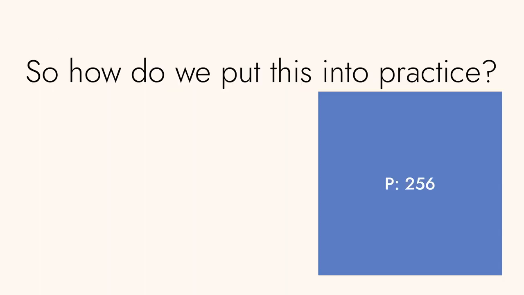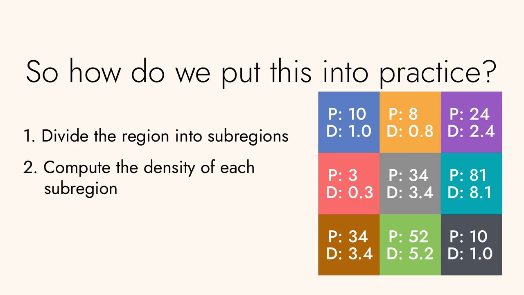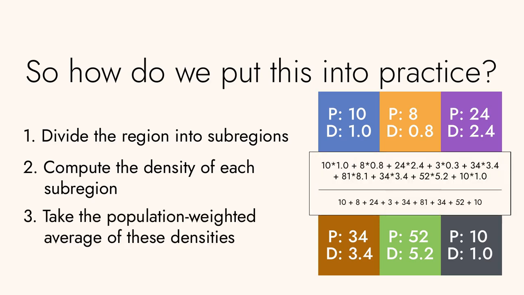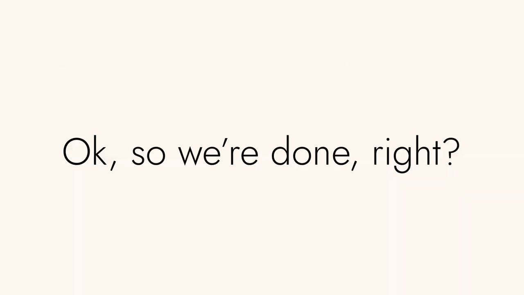How do we put this into practice? Well, first we take our big region, which here is this big square, and we divide it into subregions. Here we're going to divide it into 9 subregions, each of which has its own population. We then compute the density of each subregion, right? So now we've got a density value for each subregion. Then we take the population weighted average of these densities, right? So here we just take p times d for each, add that all up. We then take the p for each, add that all up, and then divide, and get our population weighted density. Okay, so we've got a definition, everything's good, we're done, right?